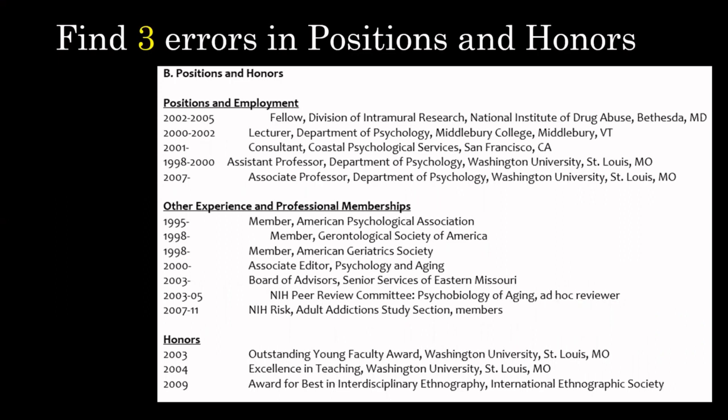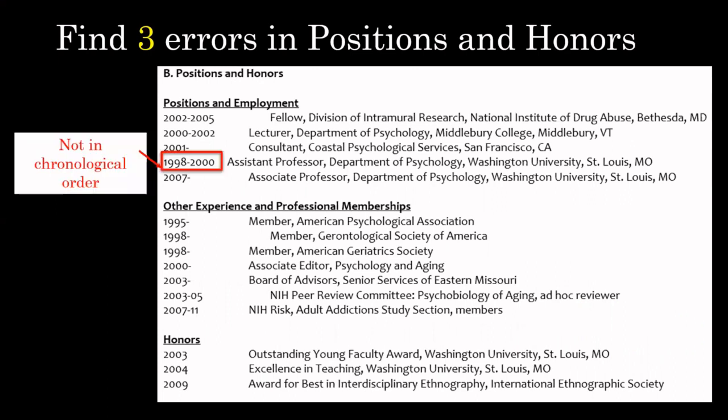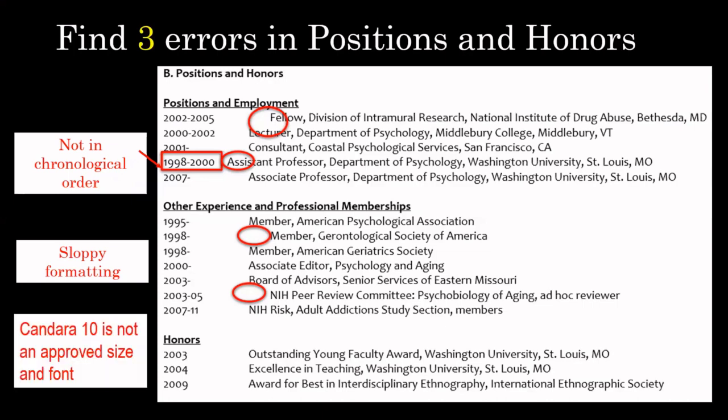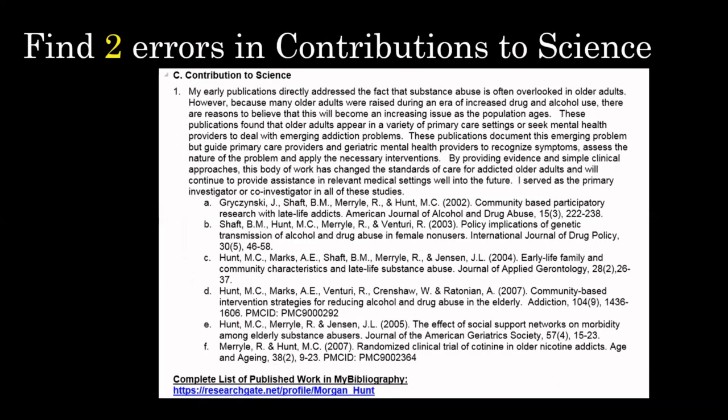Find 3 errors in positions and honors. So there's 2 in here that are pretty obvious. 1 is not so obvious. The first one is this particular assistant professor at Washington University is not in chronological order. So that could easily have been missed, but that one should have been moved up. And then the second one is pretty obvious. The format is very sloppy, so that needs to be cleaned up. And then the third one, Kendara 10 font is not an approved size by the NIH, so that would need to be corrected.